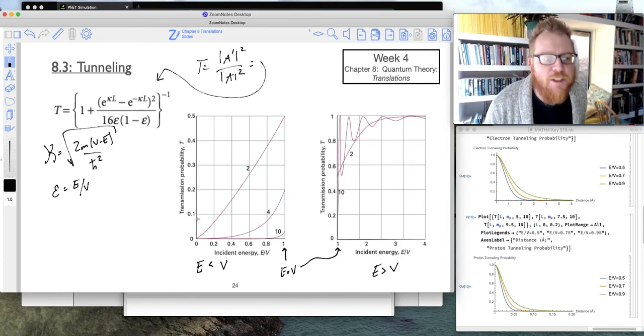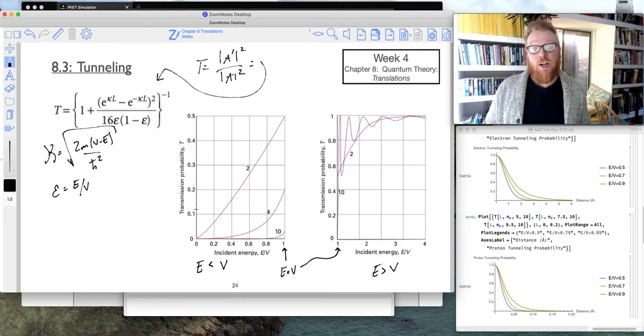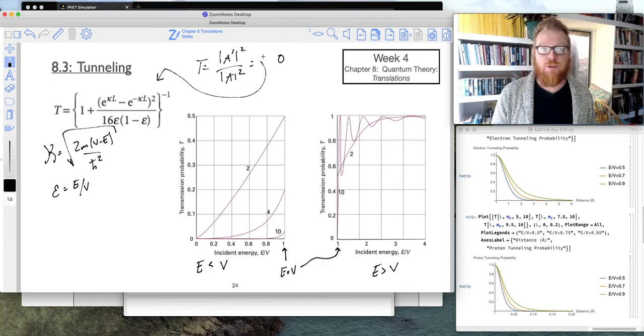Of course, the transmission probability is going to be a number from 0 to 1, with 0 meaning 0% chance that it transmits through. So when T is equal to 0, no tunneling is possible.